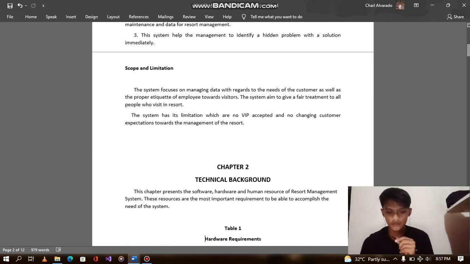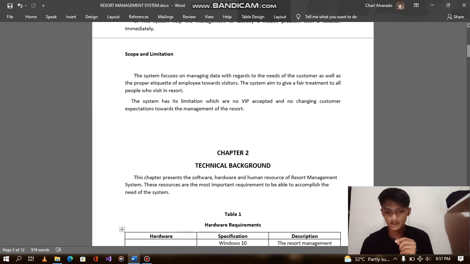The scope and limitation. The system focuses on managing data with regards to the needs of the customer, as well as the proper etiquette of employees towards visitors. The system aims to give a fair treatment to all people who visit and visitors. The system has its limitation, which are no VIP accepted and no changing customer expectations toward the management of the resort.